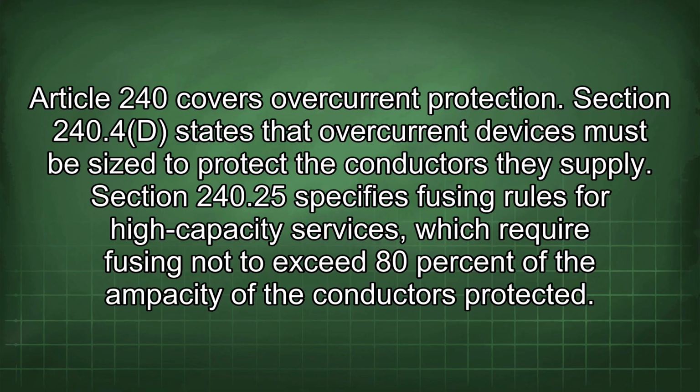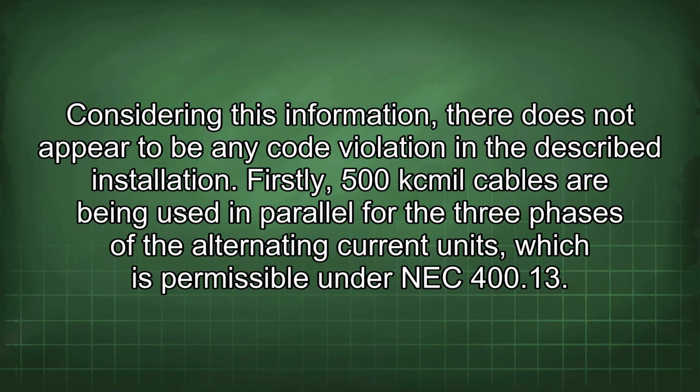Article 240 covers overcurrent protection. Section 240.4d states that overcurrent devices must be sized to protect the conductors they supply. Section 240.25 specifies fusing rules for high-capacity services, which require fusing not to exceed 80% of the ampacity of the conductors protected. Considering this information, there does not appear to be any code violation in the described installation.